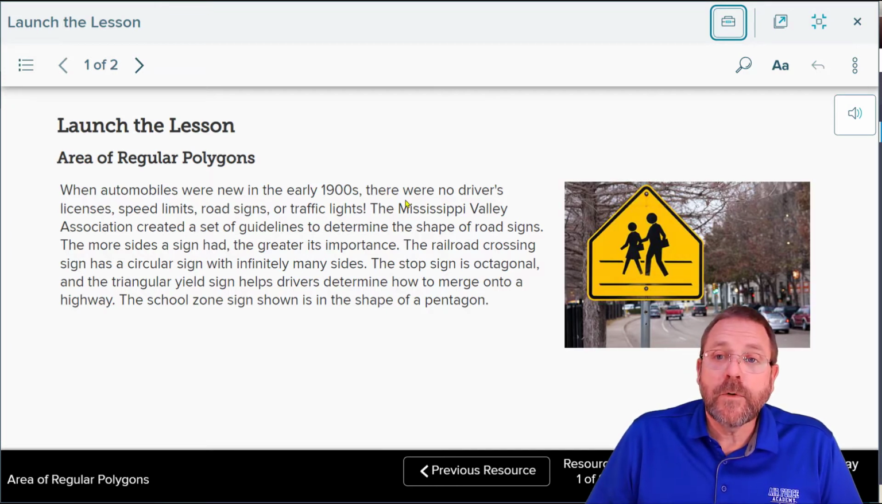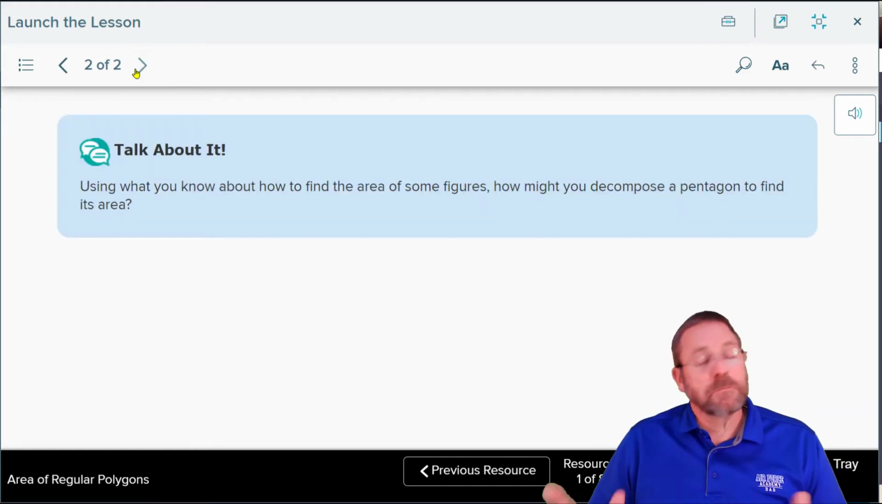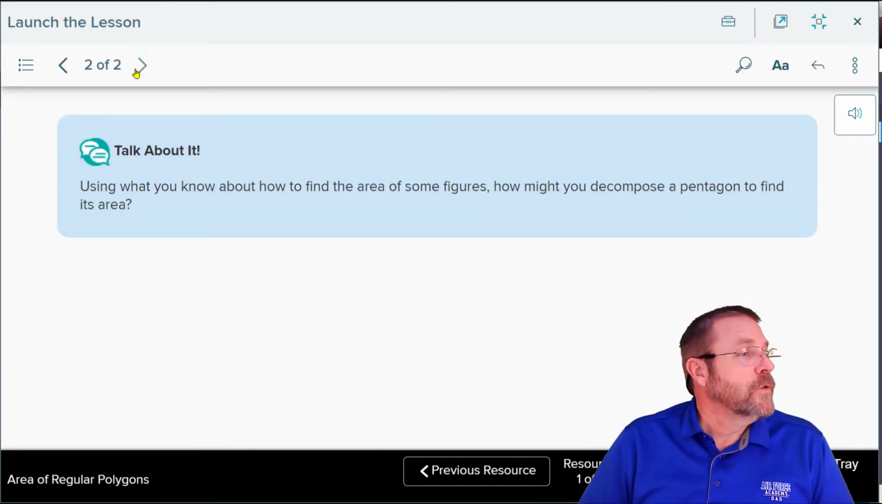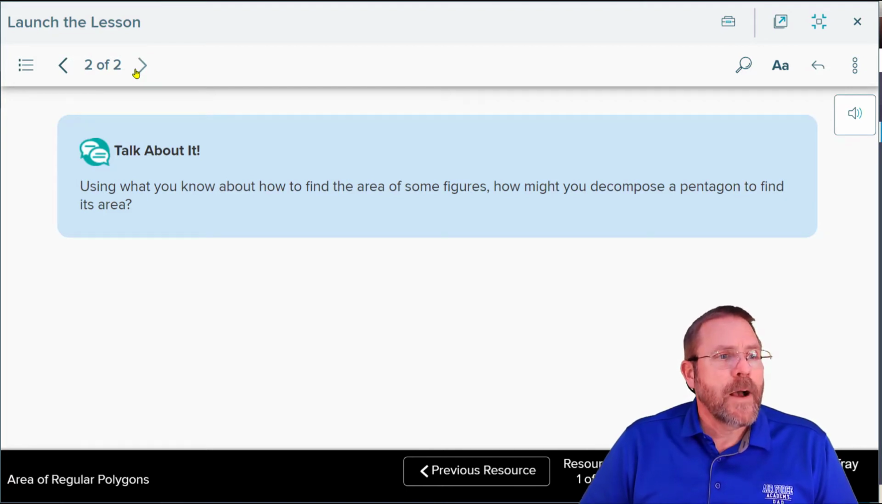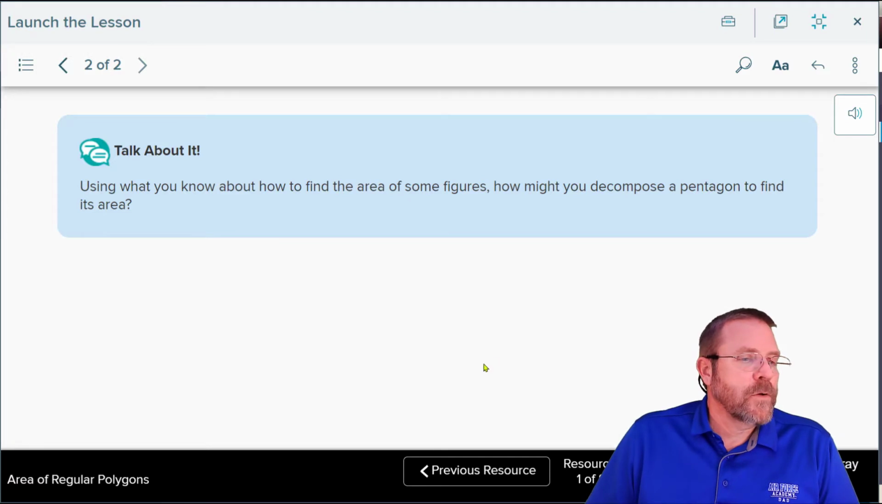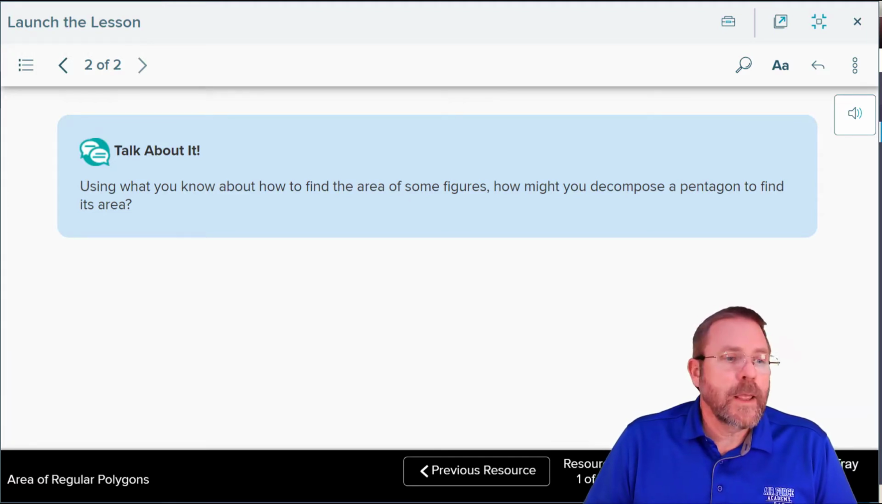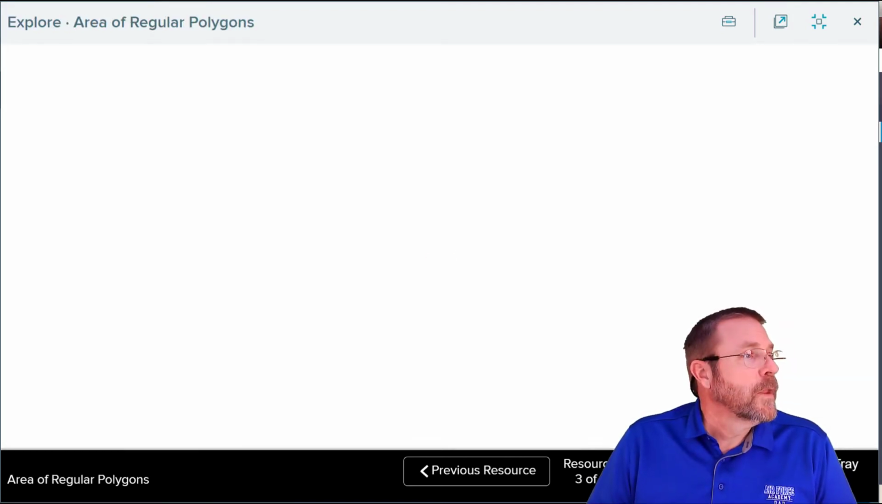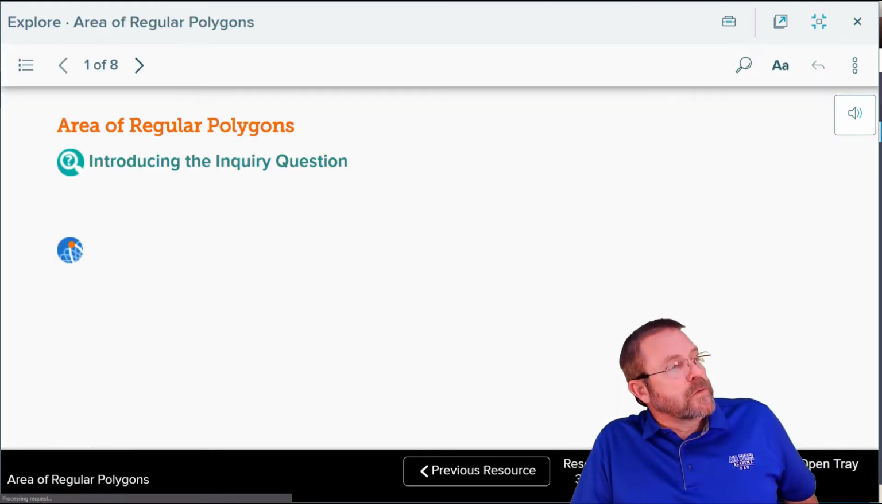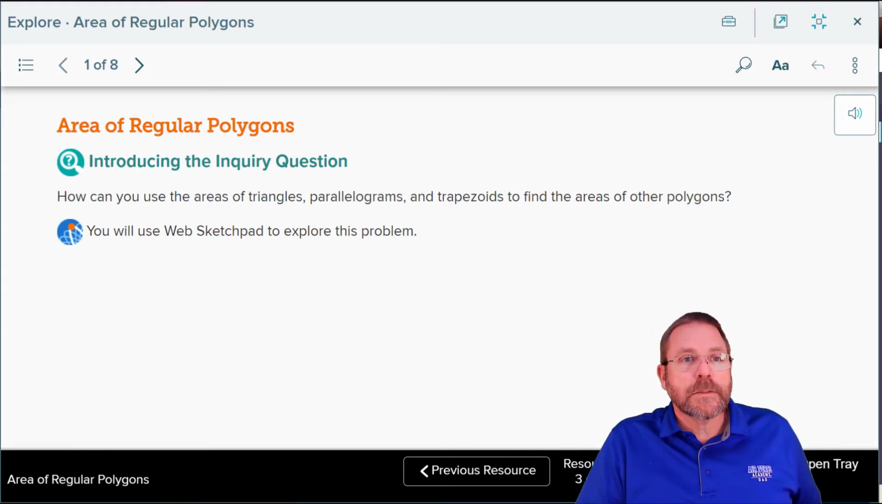You know, I never knew that. The number of sides on it indicate how important the sign is. That's pretty cool. Using what you know about how to find the area of some figures, how might you decompose a pentagon to find its area? Well, I'm thinking that we could chop it up into a triangle and a trapezoid, and that would get us the answer we need. From here, let's go ahead and explore some regular polygons.